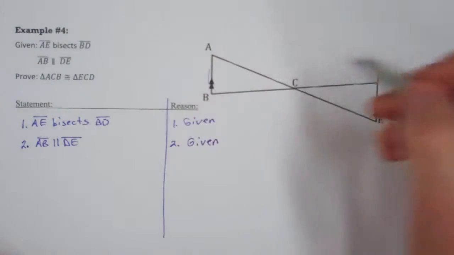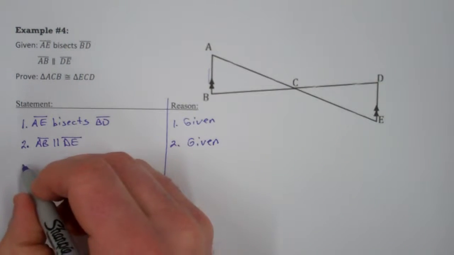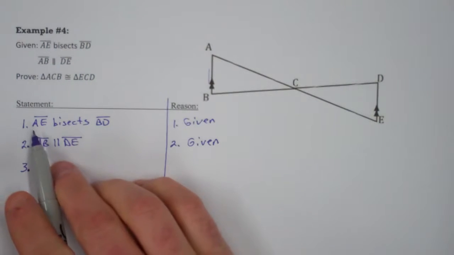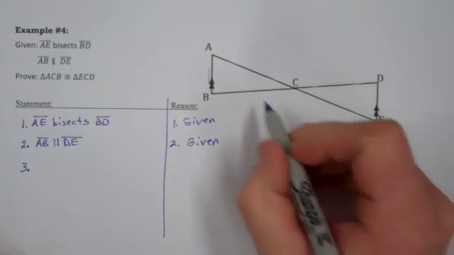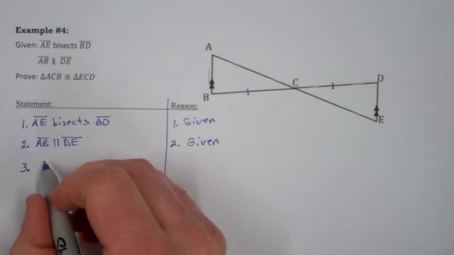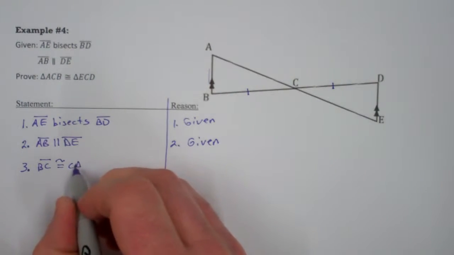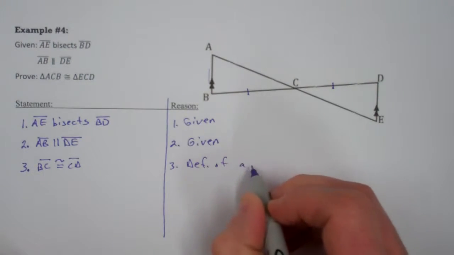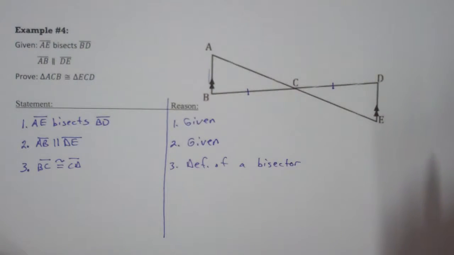So AB is parallel to DE, and we've got those parallel marks here, the little arrowheads. Let's make a conclusion based on one of these previous statements. Let's look at AE bisecting BD. Well, if AE bisects BD, it's going to break BD into two congruent pieces. So we could make the statement that BC here would be congruent to CD. And that's just the definition of a bisector, or what it means to bisect.